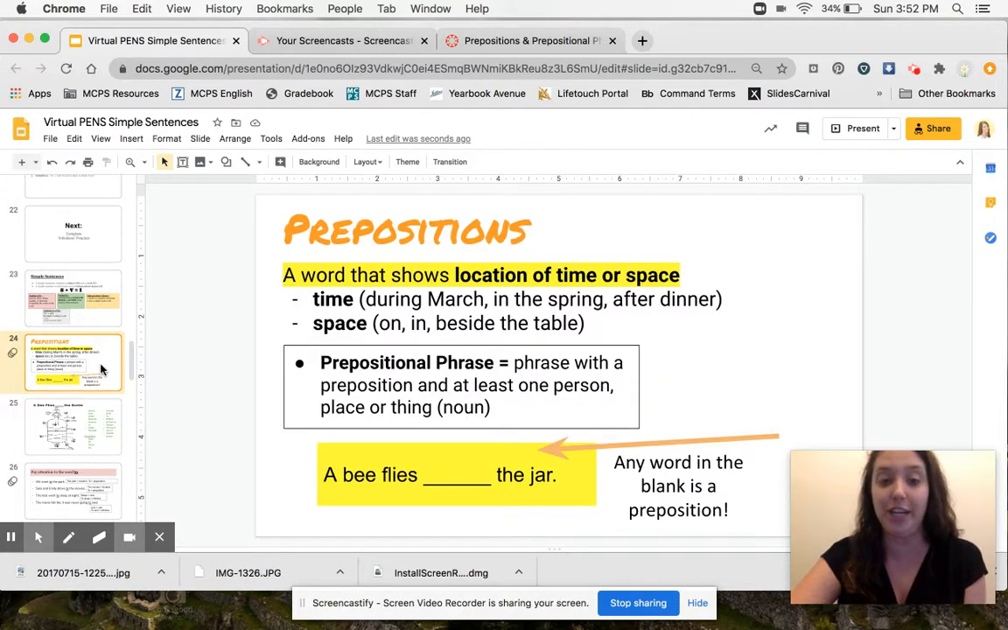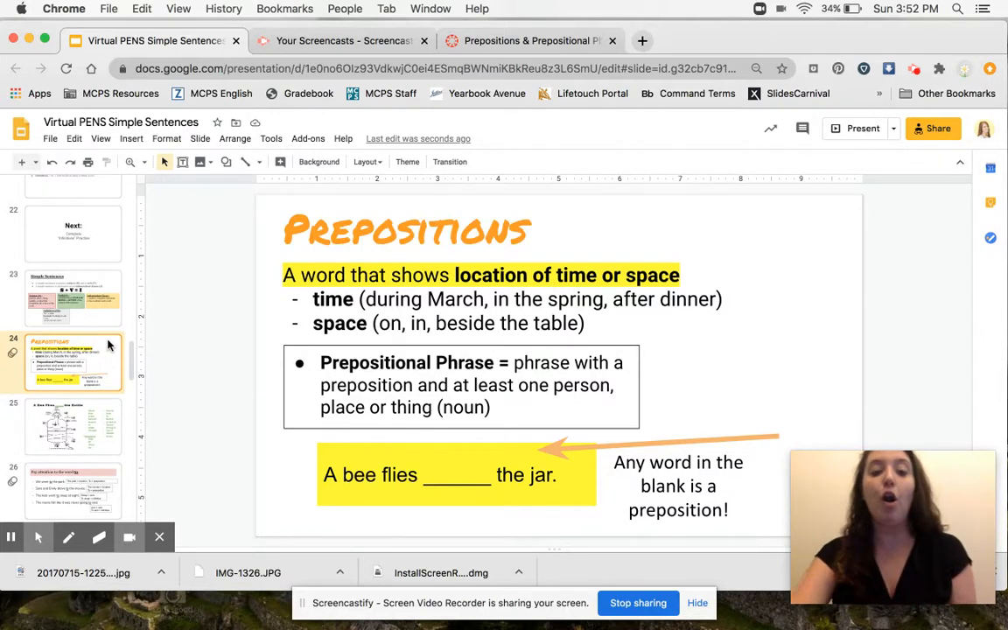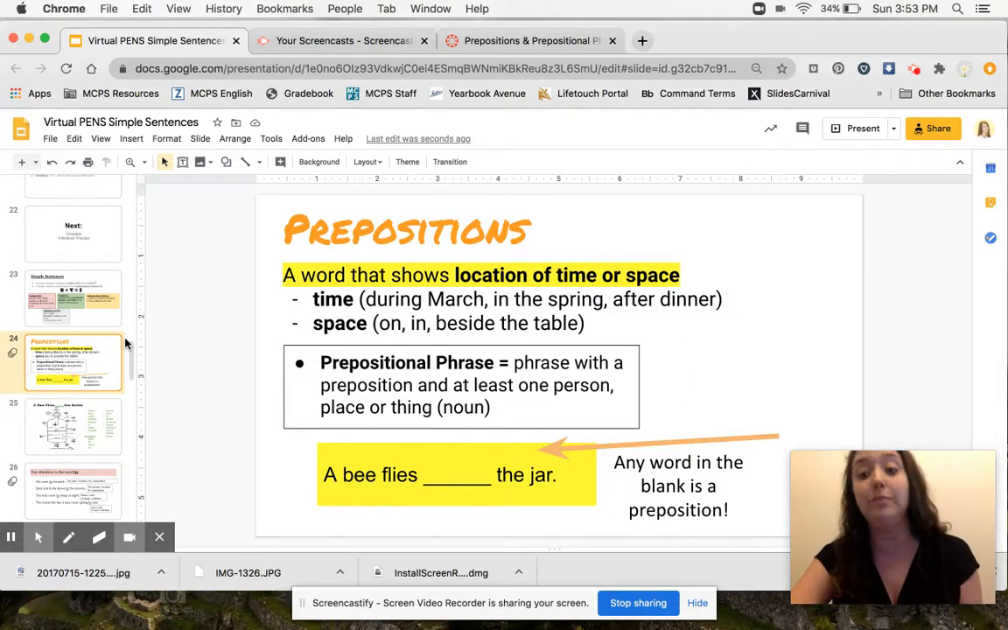So prepositions, go ahead and say that word to yourself one time. Prepositions are words that show location of time or space. And I know that sounds a little confusing. When we say location of time, we mean phrases like during March, in the spring, or after dinner that tell us when in time something took place. We can also look at physical space. So that's like saying on, in, or beside the table.